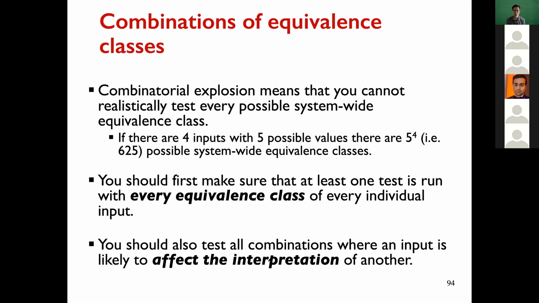First, we need to make sure that at least one test is run with every equivalence class of every individual input. For each individual input, we should cover every equivalence class, right? And also we should test the combinations where an input is likely to affect the interpretation of another. If 2 inputs are related, we should test their combination. So this is how we choose combinations of equivalence classes.